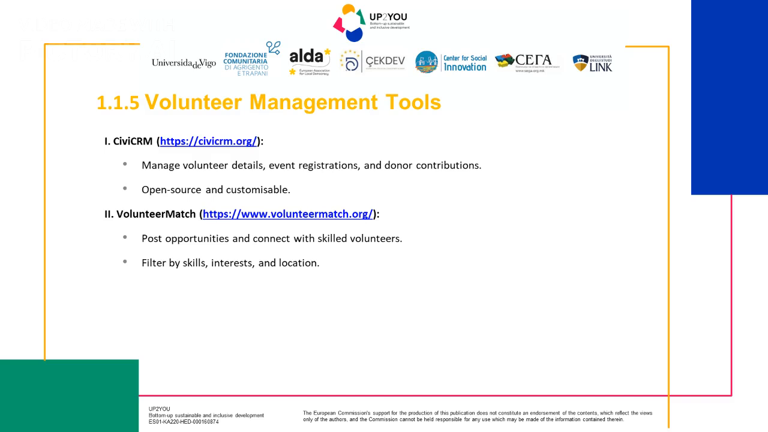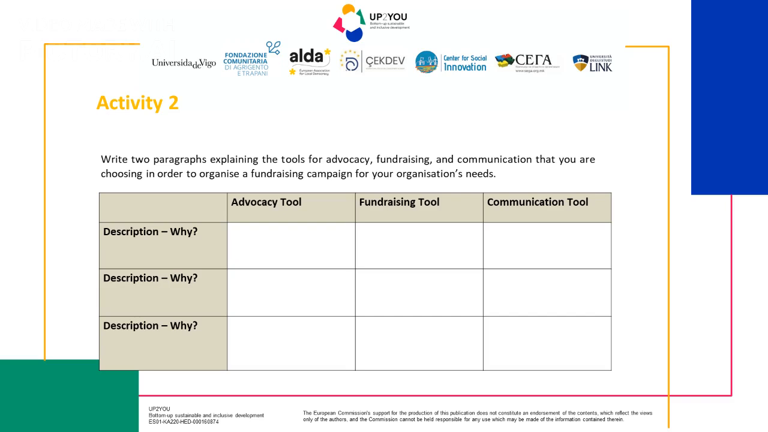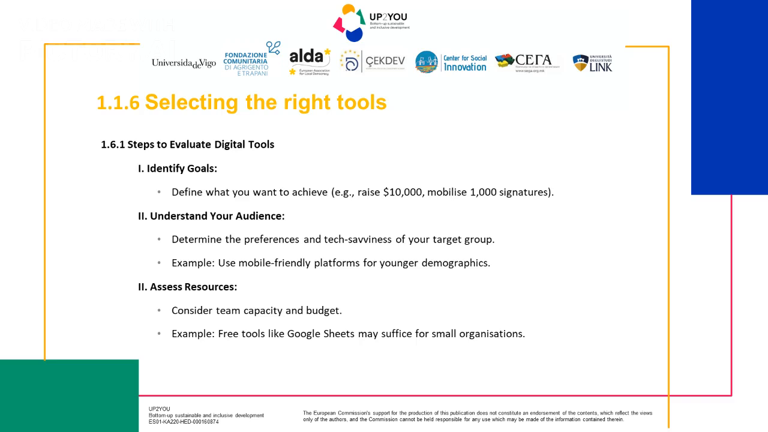Volunteer management tools like CiviCRM and VolunteerMatch help manage volunteer details, event registrations, and donor contributions, streamlining volunteer coordination. Write 2 paragraphs explaining the tools you choose for advocacy, fundraising, and communication, and how they will support your organization's needs. Selecting the right digital tools involves evaluating your goals, understanding your audience, and considering team capacity and budget constraints.